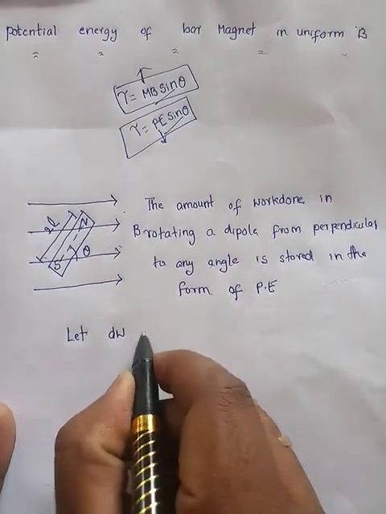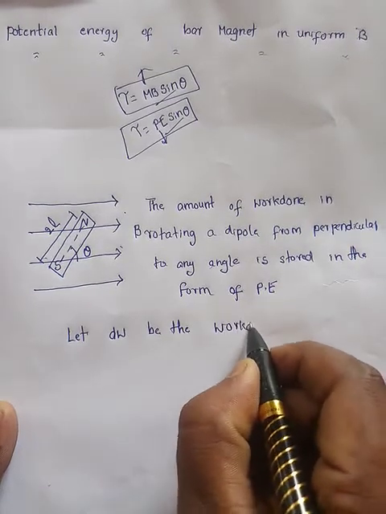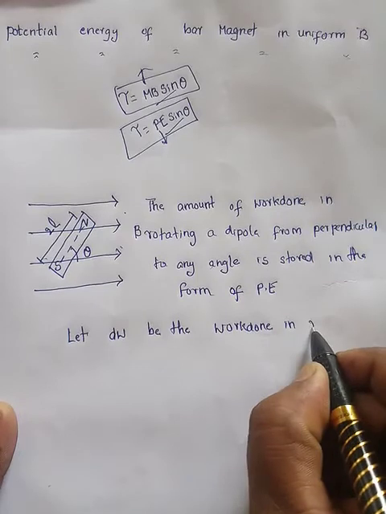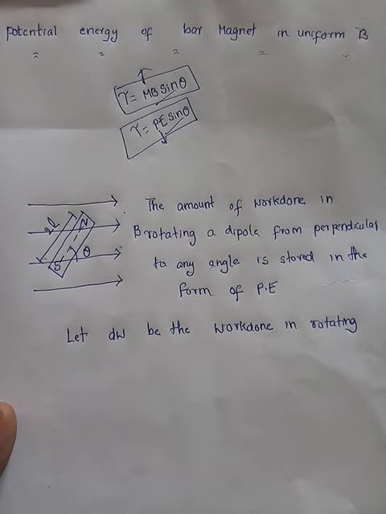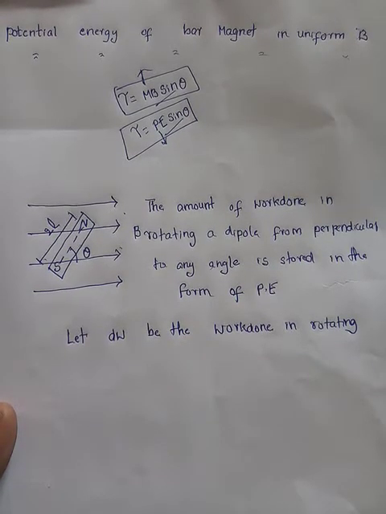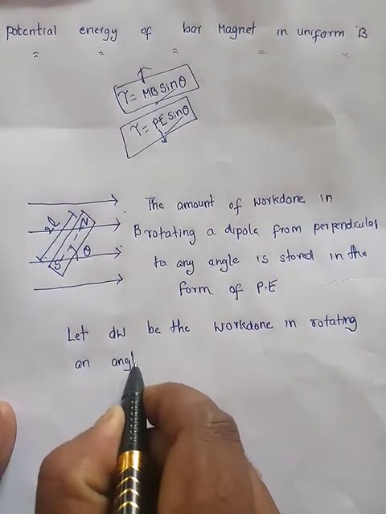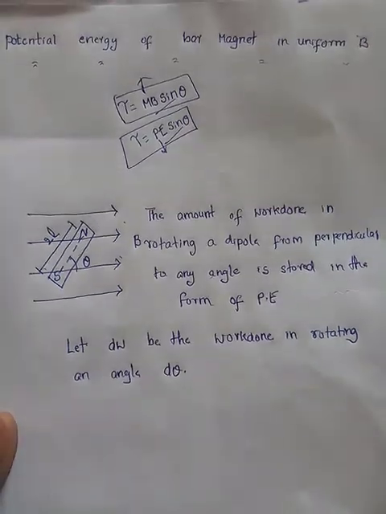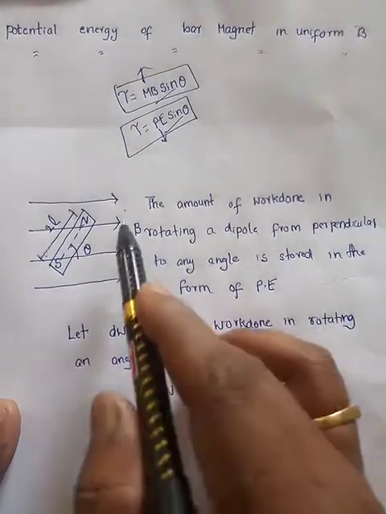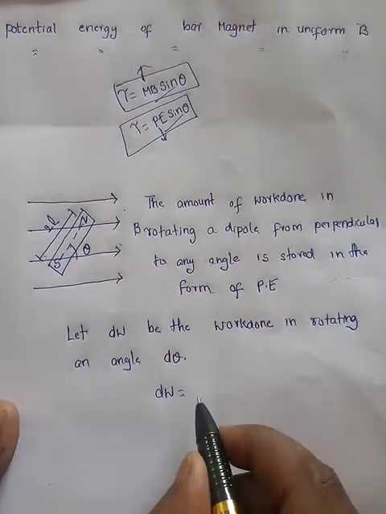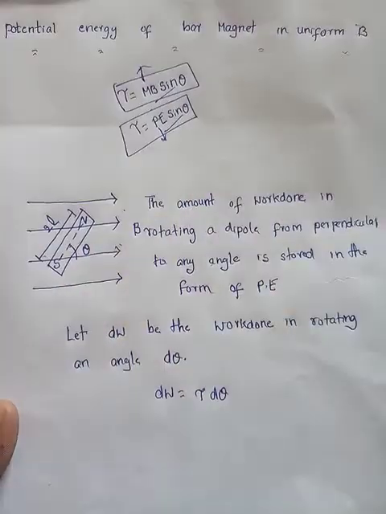Let dW be the work done in rotating the dipole, or bar magnet, both remain the same because that is also a dipole, through an angle d theta. So now what can you write here? dW equals force into displacement. Here the force is the rotational force, that is represented by tau. The angle is d theta. Already we proved what tau is.